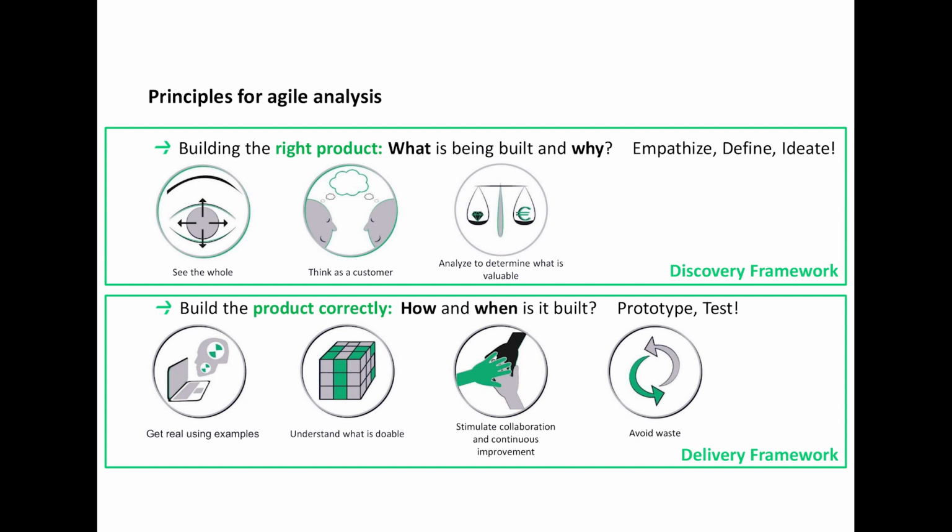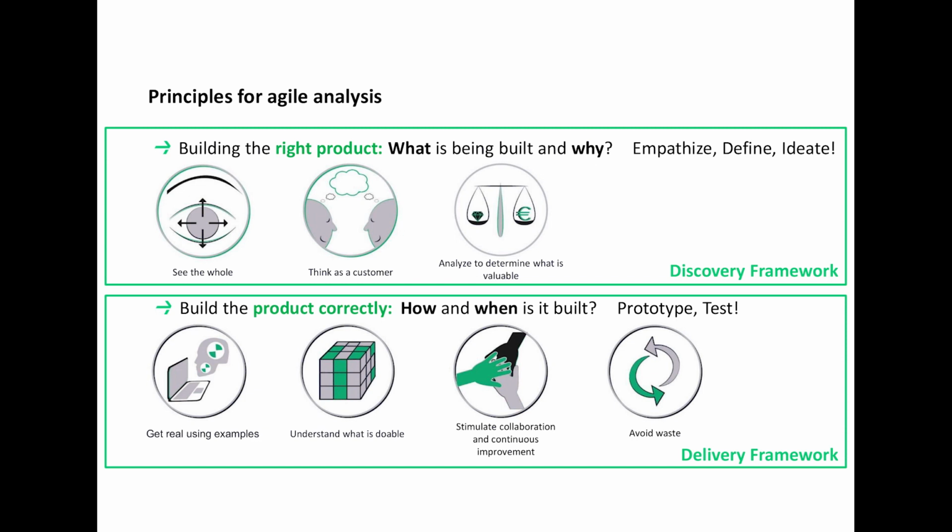In order to build the right product, you have to empathize with the potential users of the software, define problems, and develop valuable ideas. This allows us to set priorities and understand the needs of users. It is also known as the discovery framework. In order to build the product correctly, lightweight prototyping and testing is carried out, among other things. As a result, appropriate software-supported implementation projects are developed and specified. This is also known as the delivery framework.